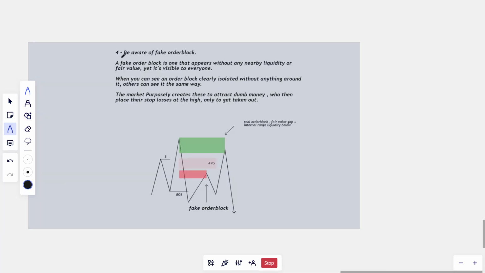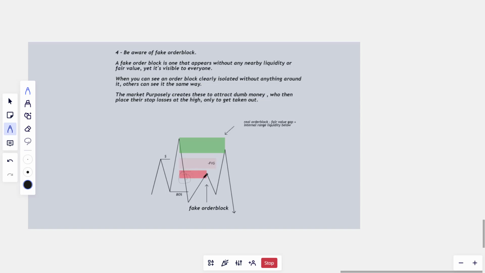And then for the last step, we always are aware of fake order blocks. A fake order block is one that appears without any nearby liquidity or fair value gap, yet it's visible to everyone. When you can see an order block clearly isolated without anything around it, other people can see it too. So right here we might see this order block, it's a clear order block. I always look for this on my chart. Whenever you see a clear order block, that means everybody else can see it too.